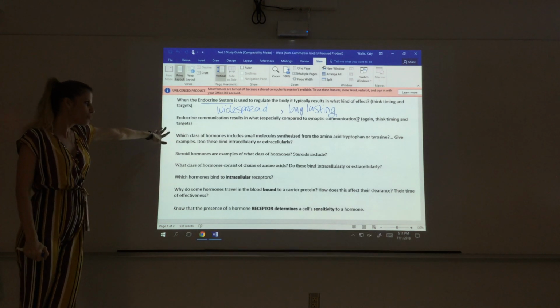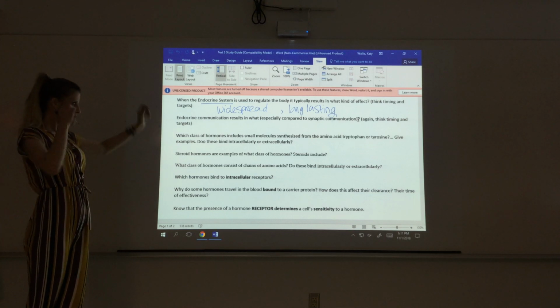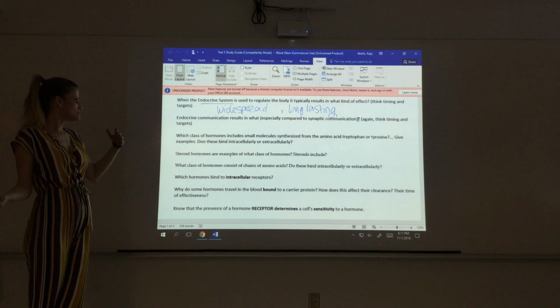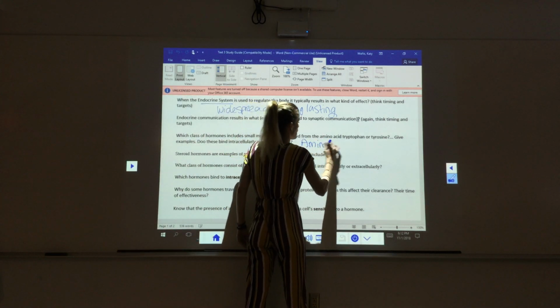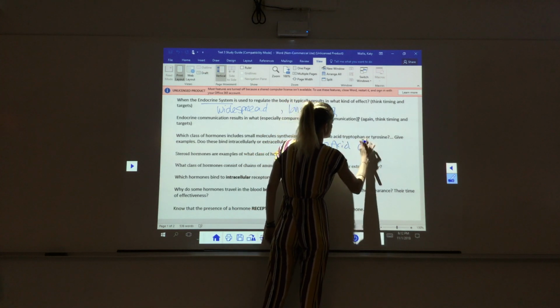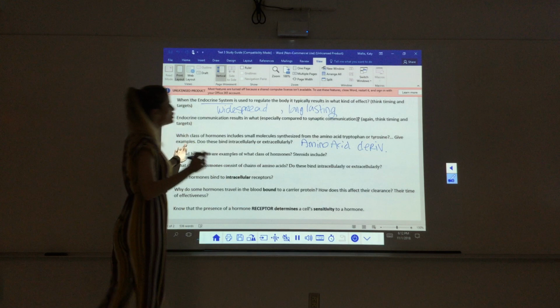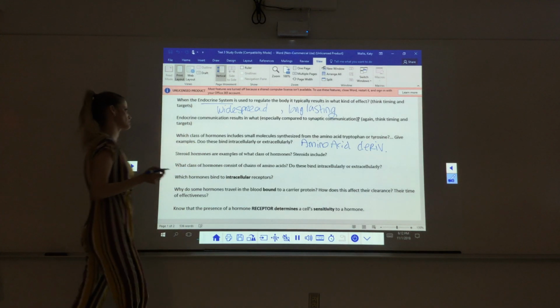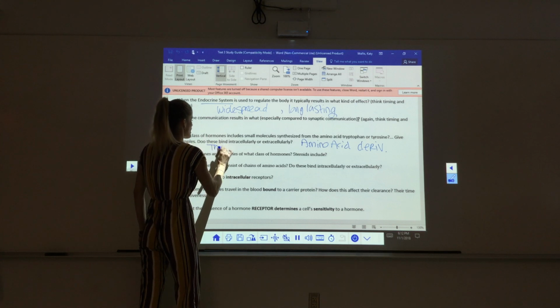Which class of hormones includes small molecules synthesized from the amino acid tryptophan or tyrosine? So what are those called? Amino acid derivatives. Give me 2 examples of amino acid derivatives. Melatonin and thyroid hormones.